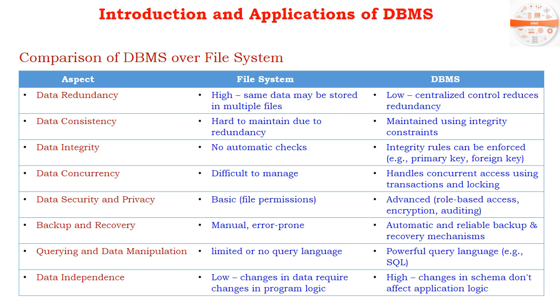And next aspect, querying and data manipulation. In a file system, limited or no query language. In a DBMS, a powerful query language, for example, SQL. The last aspect, data independence. In a file system, it is low. In a DBMS, it is high.